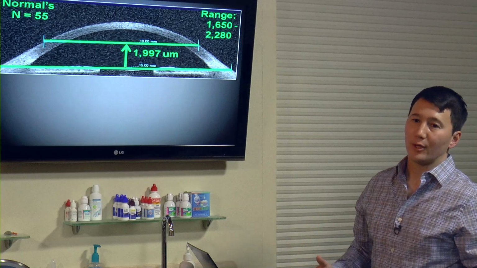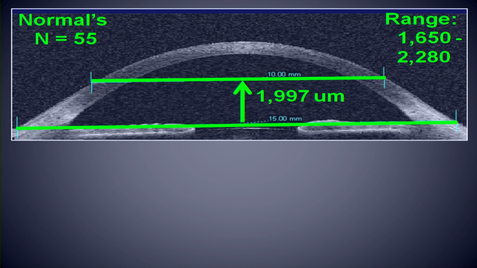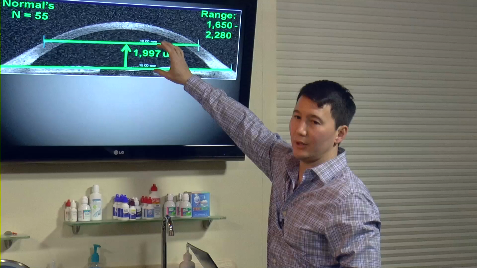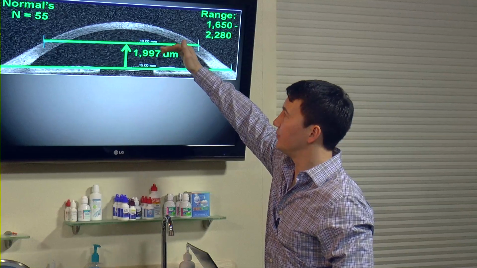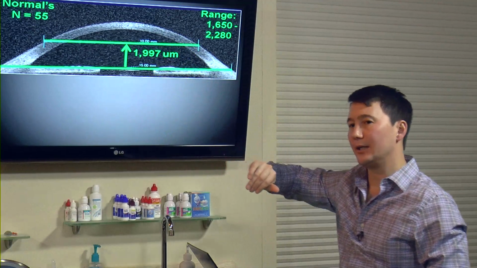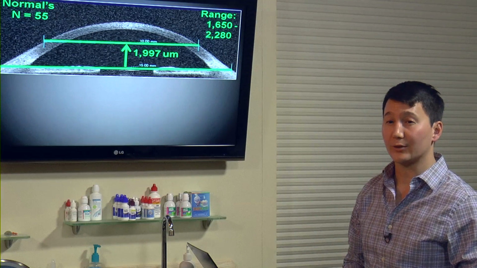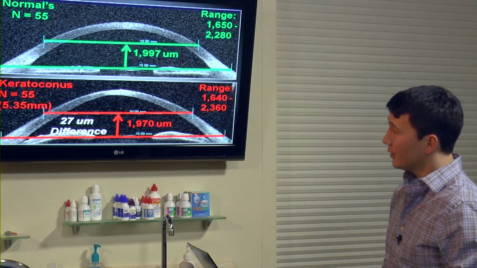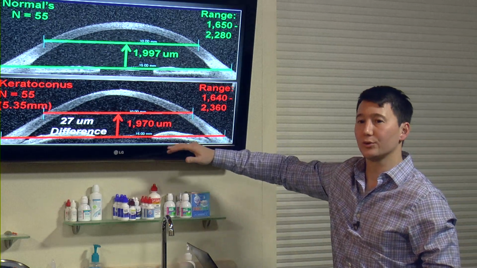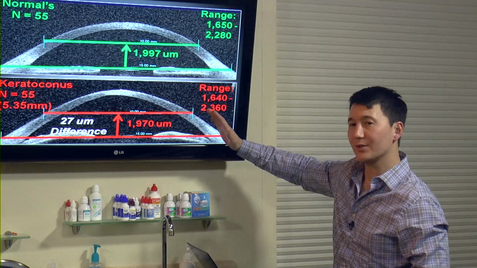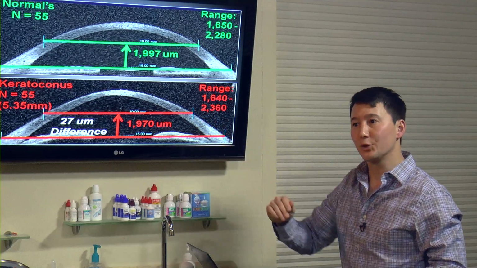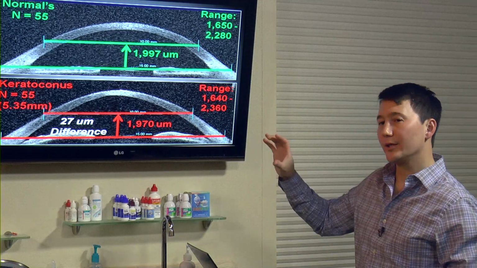Now, for us, angle doesn't mean a whole lot. We don't fit contact lenses in terms of angle. We always think of contact lenses in terms of curve or elevation. So let's convert this to thinking about height. And from 10 millimeters to 15, the normal eye has an average of 2,000 microns of depth. The diseased eyes, very close to that 2,000 microns because their angle is very similar to normal eyes. Now, where are the eyes different?